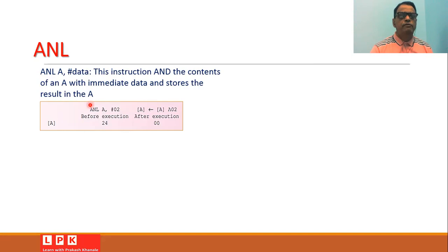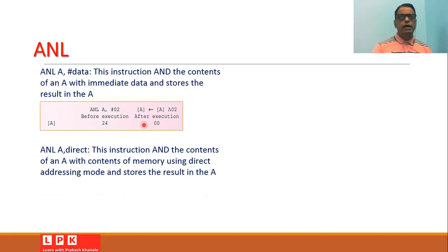For example, if I AND the content of the accumulator with the data #02, and suppose the content of the accumulator is 24 hexadecimal, then after the execution of this instruction, we will get the content of the accumulator equal to 00 hexadecimal.